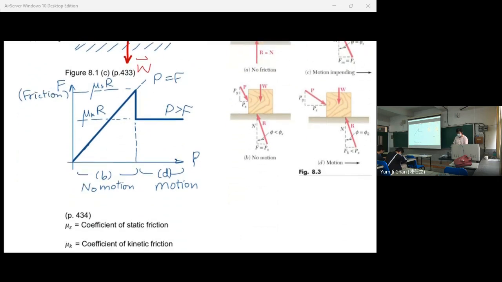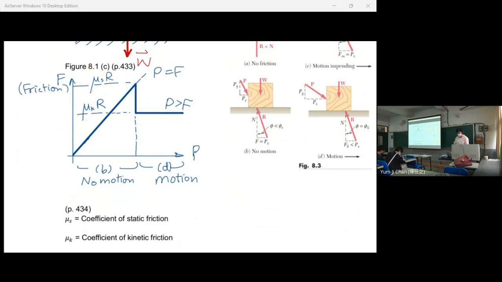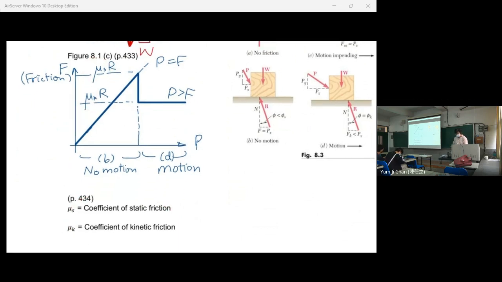Mu S and mu K are called the coefficient of static friction and the coefficient of kinetic friction. If you want to know the Chinese, it will be this one. But of course, the Chinese is not that easy.